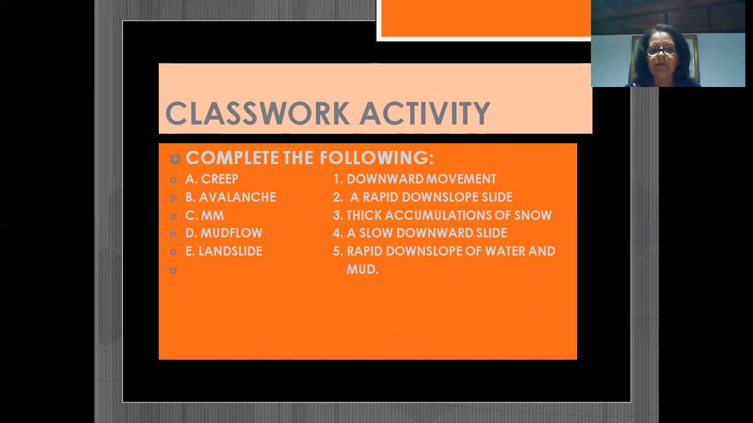Then we have a classwork activity where we will be doing some matching and explaining about the key words of all these classes of mass movement.